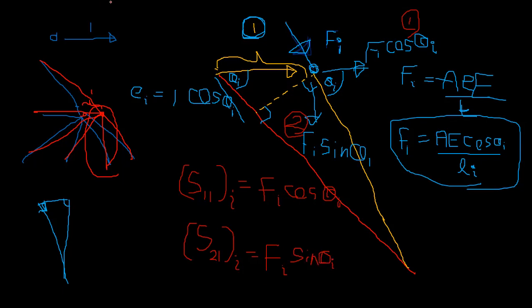Sin theta i, right? So to take this total S11, you have to sum each of these members, right? There are 6 members. So to take S21, you have to sum up for each member, right? So that means you need a table, right?